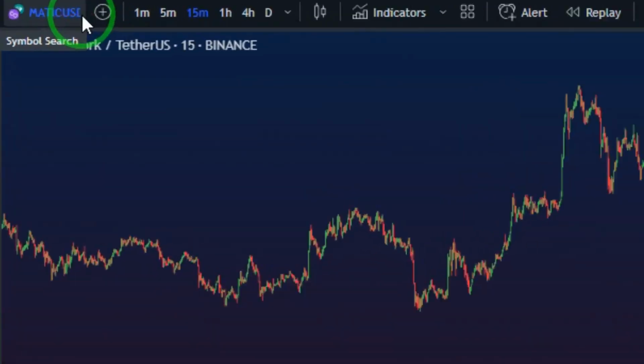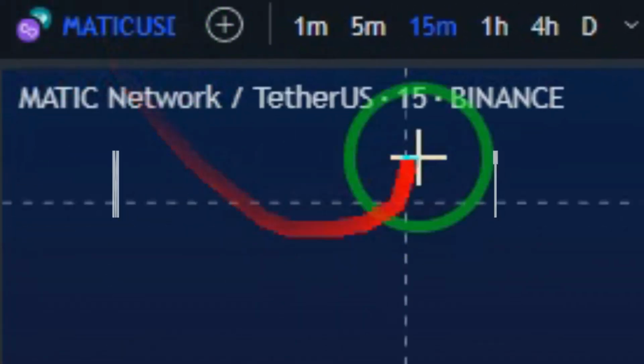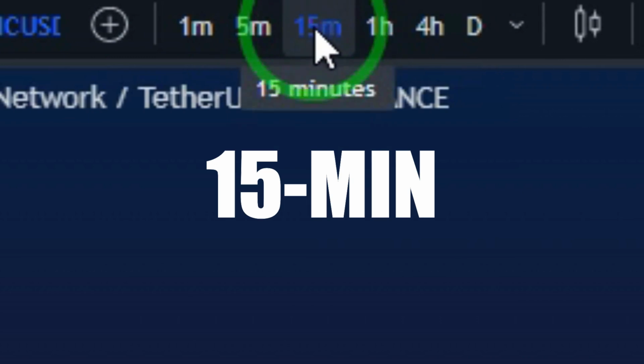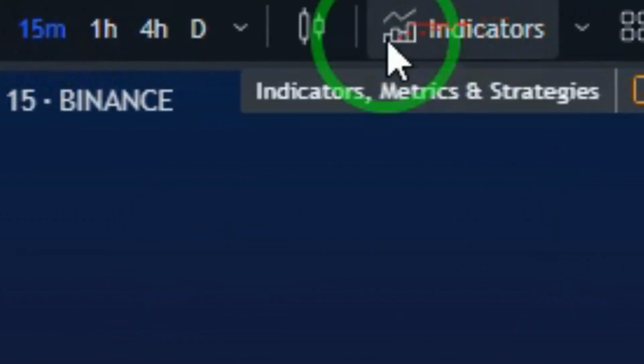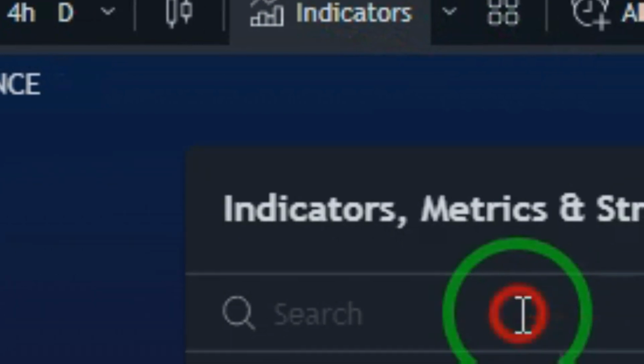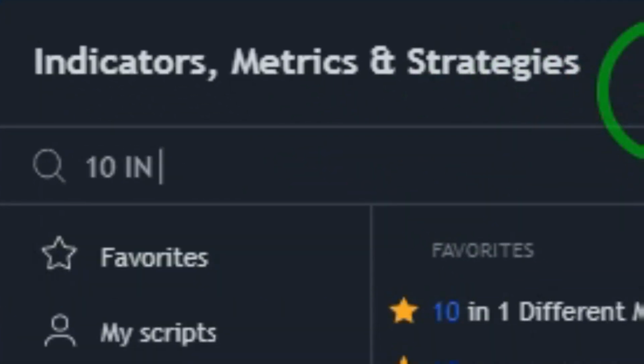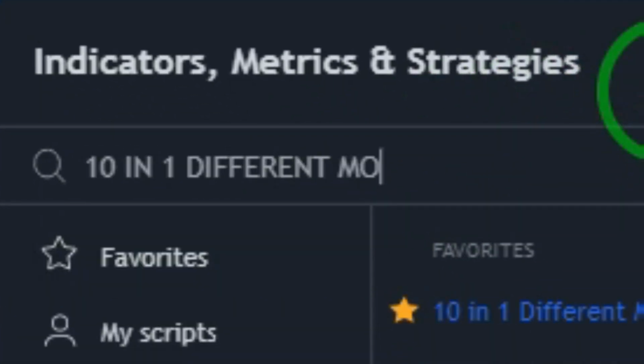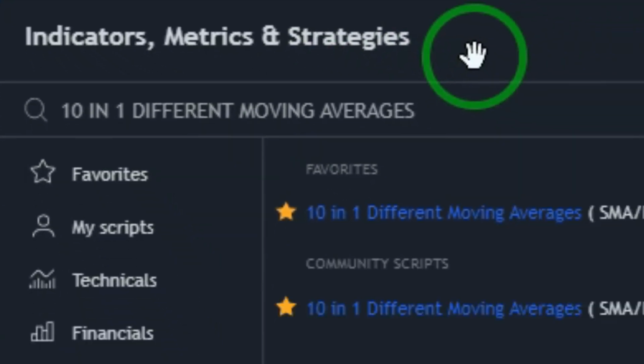First, open the Matic chart in the trading view. Then switch to the 15-minute time frame. Next, add the first indicator of the 3 free indicators for this strategy. So type "10 and 1 different moving averages" into the indicators section.